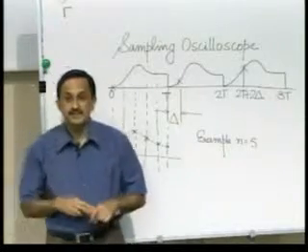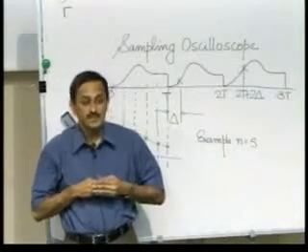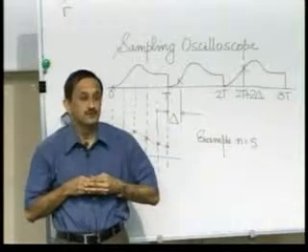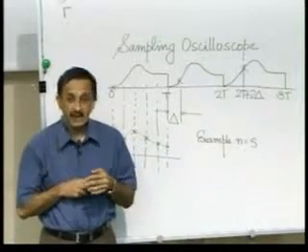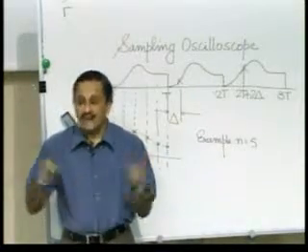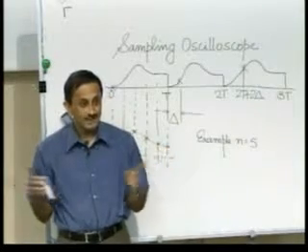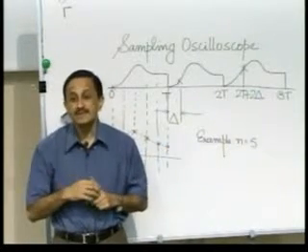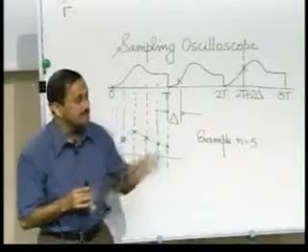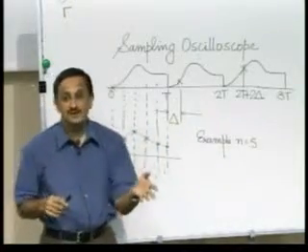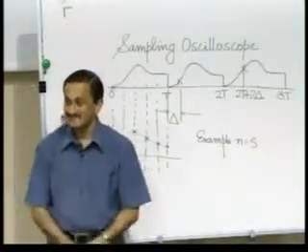The sampling oscilloscope is a version of a digital oscilloscope which can allow you to display waveforms of very high frequency, without actually sampling them at Nyquist rate, right. And the principle is based on a clever use of aliasing.